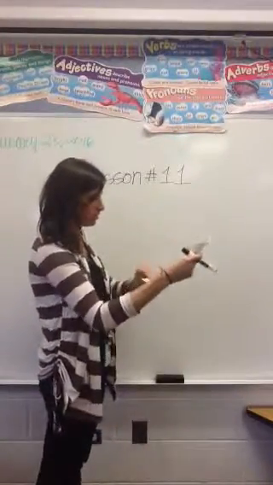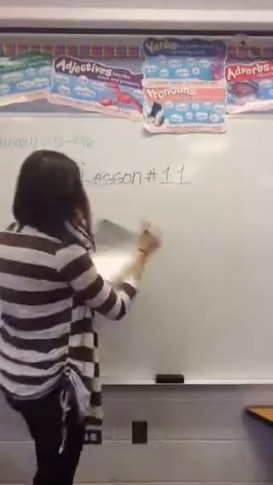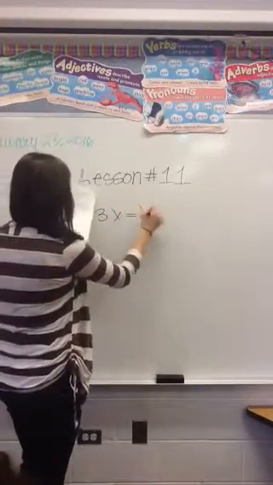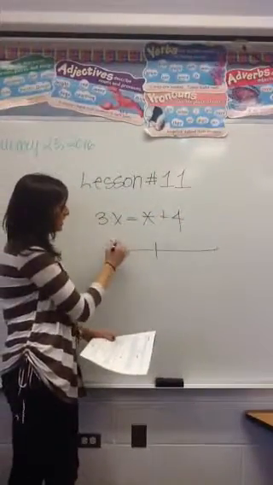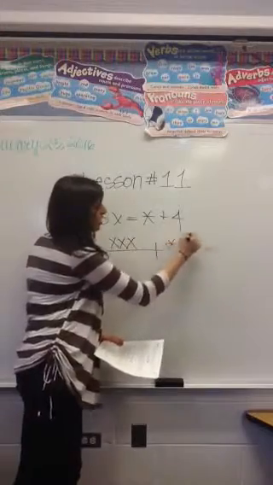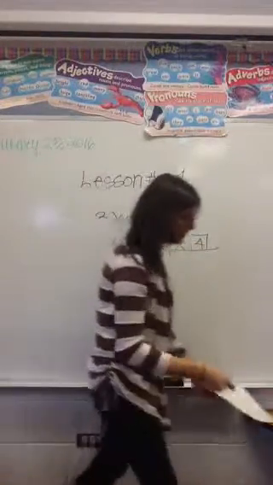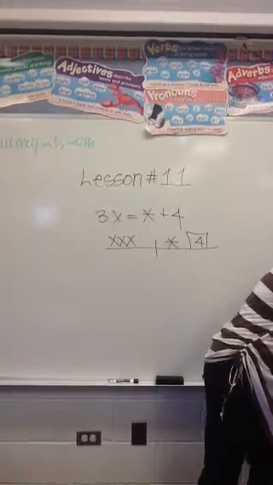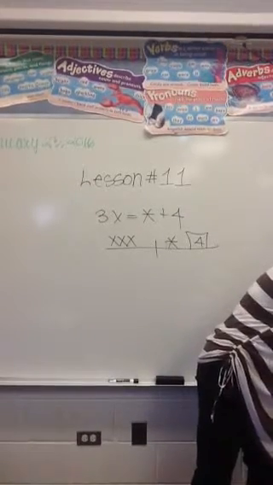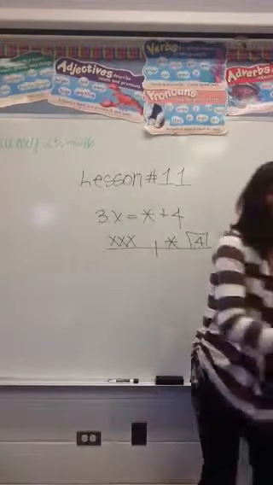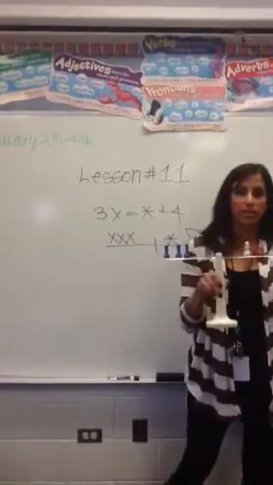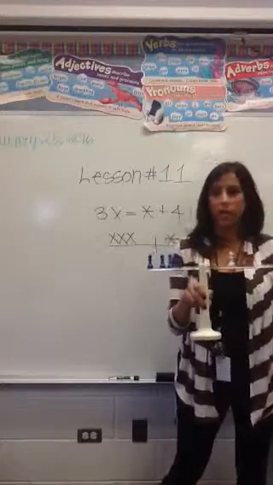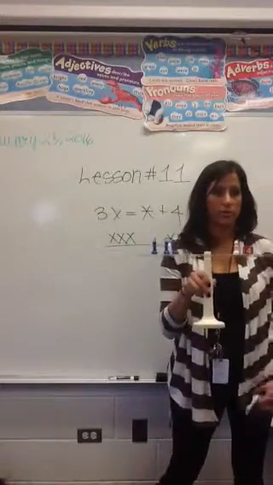So this one, okay, so here we go. 3x equals star plus 4. So if you want to set up your balance, this one's pretty similar to the one we just did. 3x equals star plus 4. So what's the first legal move that we need to do? So what are we going to do first?